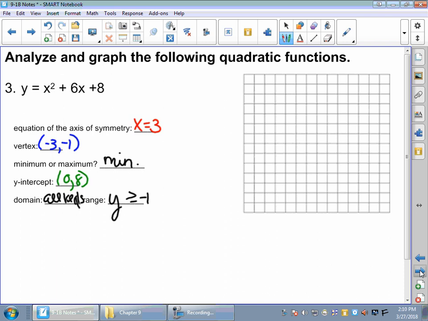So again, yesterday, we did this information already. We gathered all this information yesterday. It is the same as yesterday.